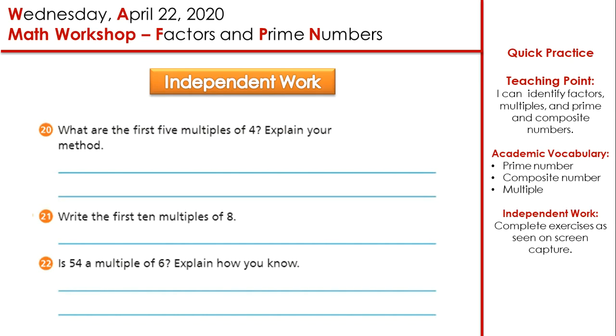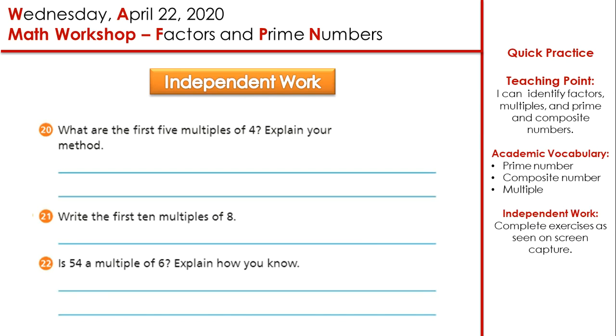Now for this activity, you have 3 more questions. What are the first 5 multiples of 4? You're going to write 5 equations where you multiply 5 different numbers by 4. It might be 4 times 1, 4 times 2, and so on. The products that you get will be the multiples of 4.